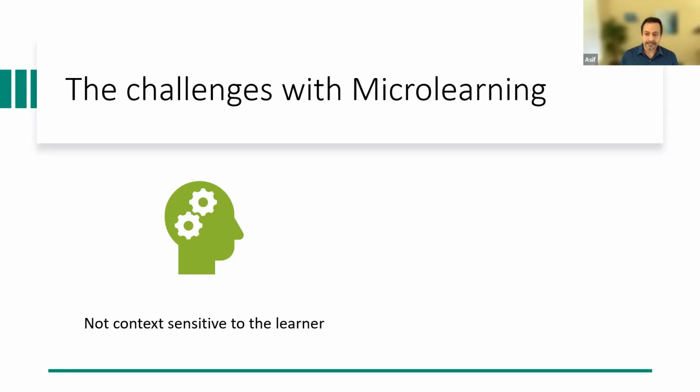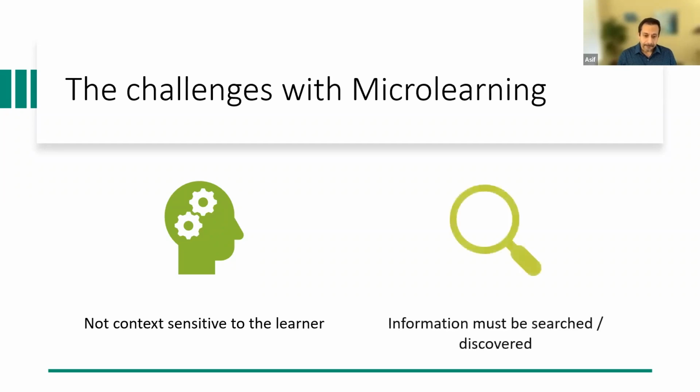What I mean by that is that many times you do not have this in context of what you're looking for, so you actually go change your context and you get learned, even if it's in a micro format, and then you come back. The context changes, and I'll talk more about that a little bit later also, the context sensitivity and the context switching cost. The second thing, this information must be searched. It must be discovered.